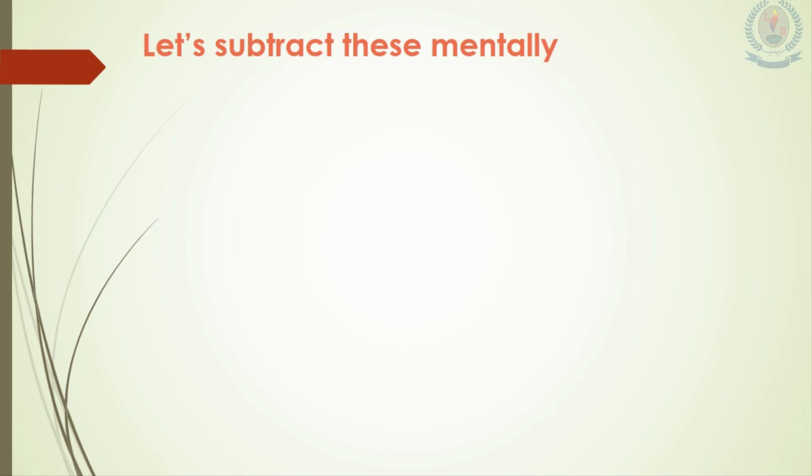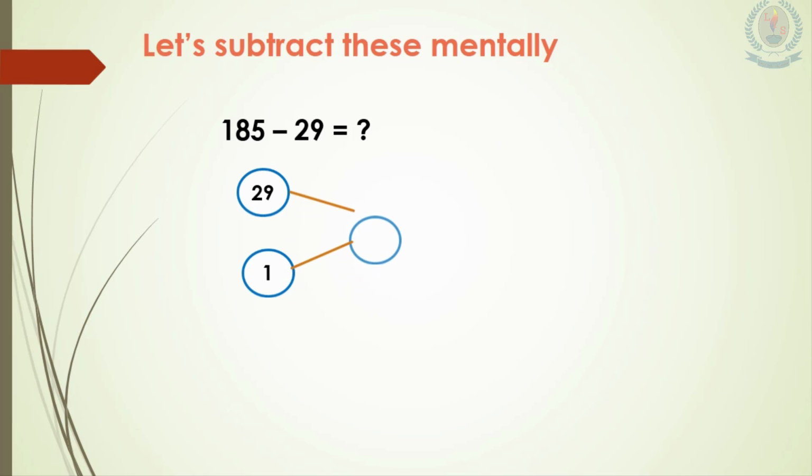When we subtract numbers mentally, we are trying to find a quick way of subtracting the numbers in our heads. Let us take a look at some examples. The first one is 185 minus 29. 29 is closer to 30. So, let's regroup 30 as 29 plus 1. 29 and 1 make 30.